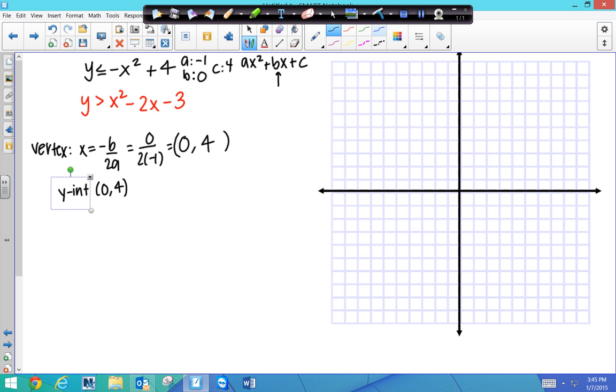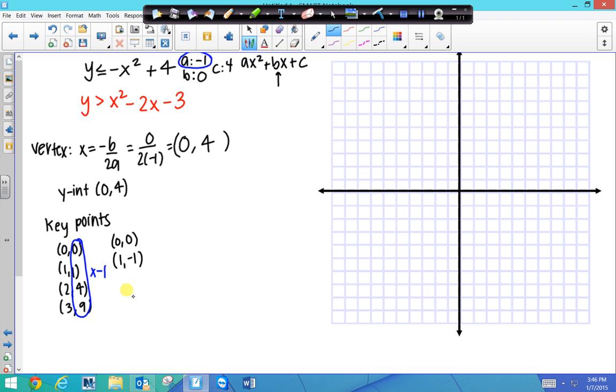But this time, instead of finding the x-intercepts, let's go over how to use those key points. So the key points are always going to be 0, 0, 1, 1, and 2, 4, and 3, 9 if it will fit. But you're going to take the y values and scale them by the scale factor. And the scale factor is the a value. So we're going to multiply those y values by a to give us 0, 0, 1, negative 1, 2, negative 4, and 3, negative 9.